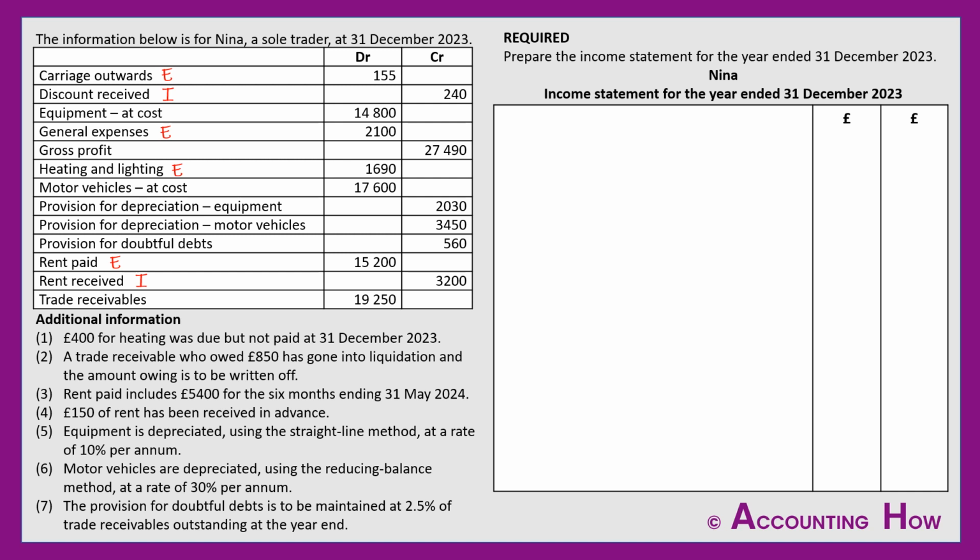So that's going to be an expense. It's going to affect the heating and lighting. So I'm going to deal with it when I do the income statement. But for now, I'm just going to put a little e to remind me that it is going to affect one of her expenses.